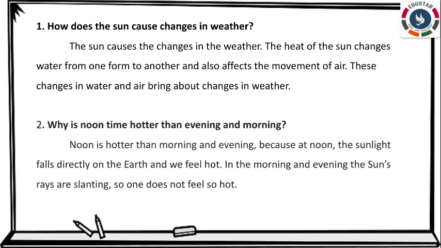The sun causes the changes in the weather. The heat of the sun changes water from one form to another and also affects the movement of air. These changes in water and air bring about changes in weather. Second question is, why is noontime hotter than evening and morning? Answer, noon is hotter than morning and evening because at noon the sunlight falls directly on the earth and we feel hot. In the morning and evening the sun's rays are slanting, so one does not feel so hot.